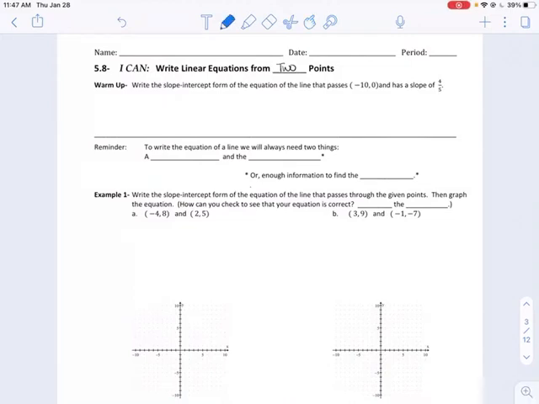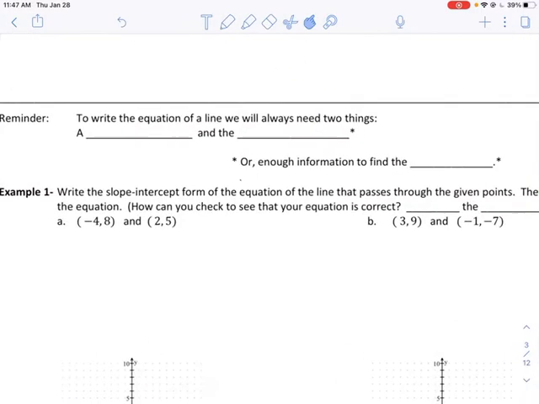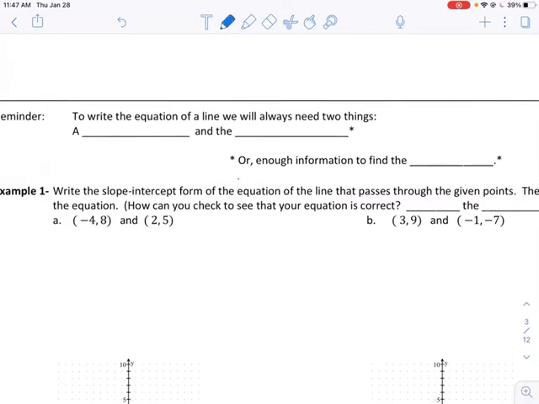Today we're going to learn how to write linear equations when given 2 points that are on the line they represent. To write the equation of a line, we always need two things: a point that's on the line, and a slope, well, the slope of the line, or we need enough information to find the slope.